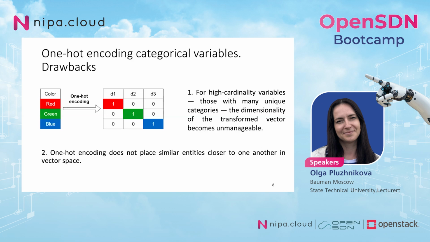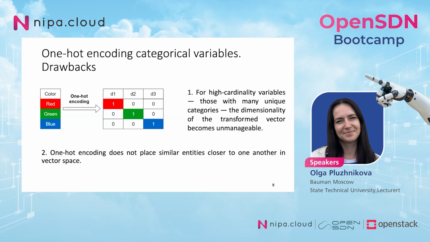The first problem is well understood. For each additional category, we have to add another number to the one hot encoded vector. If we have a million books, then representing these books requires a million-dimensional vector for each book, which makes training any machine learning model on this representation infeasible. The second problem is equally limiting. One hot encoding does not place similar entities closer to one another in vector space.